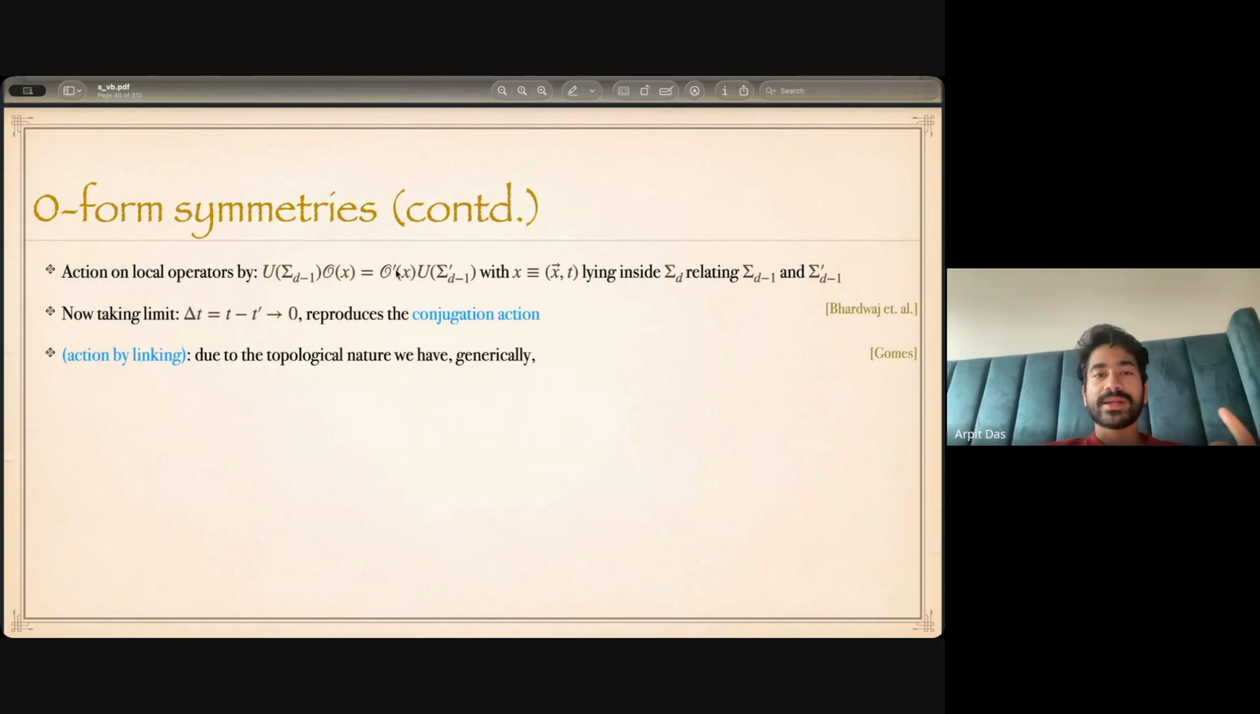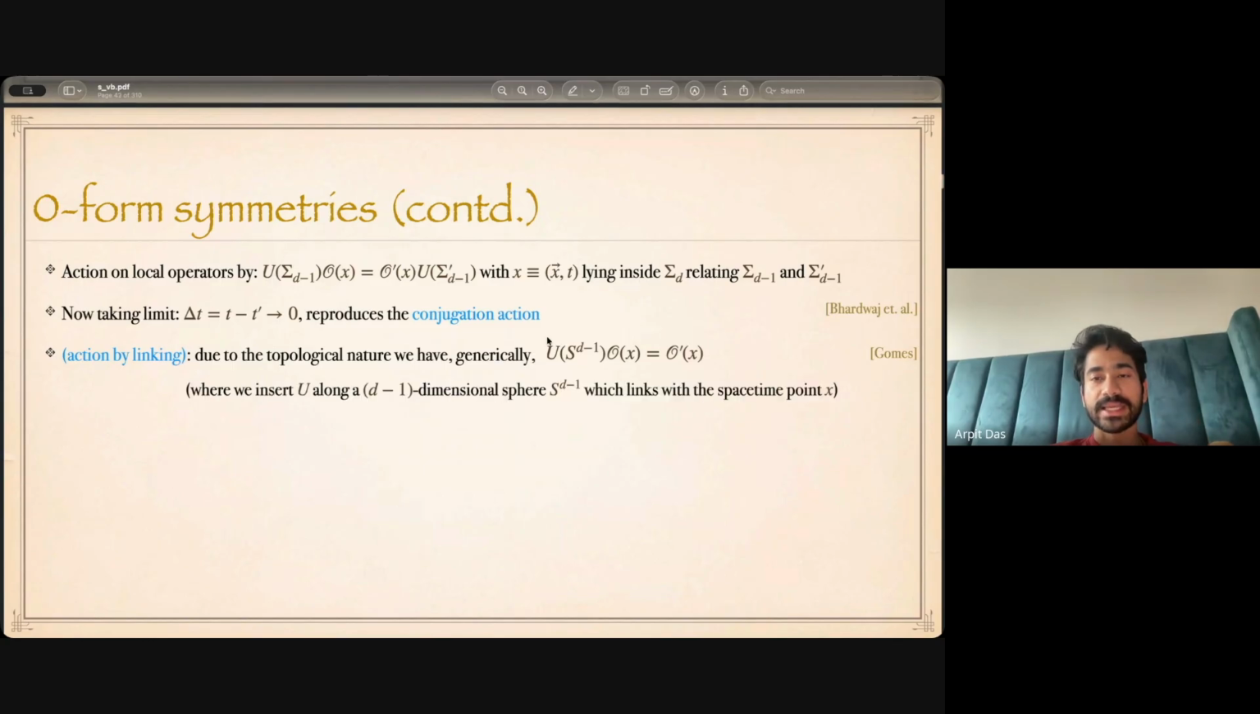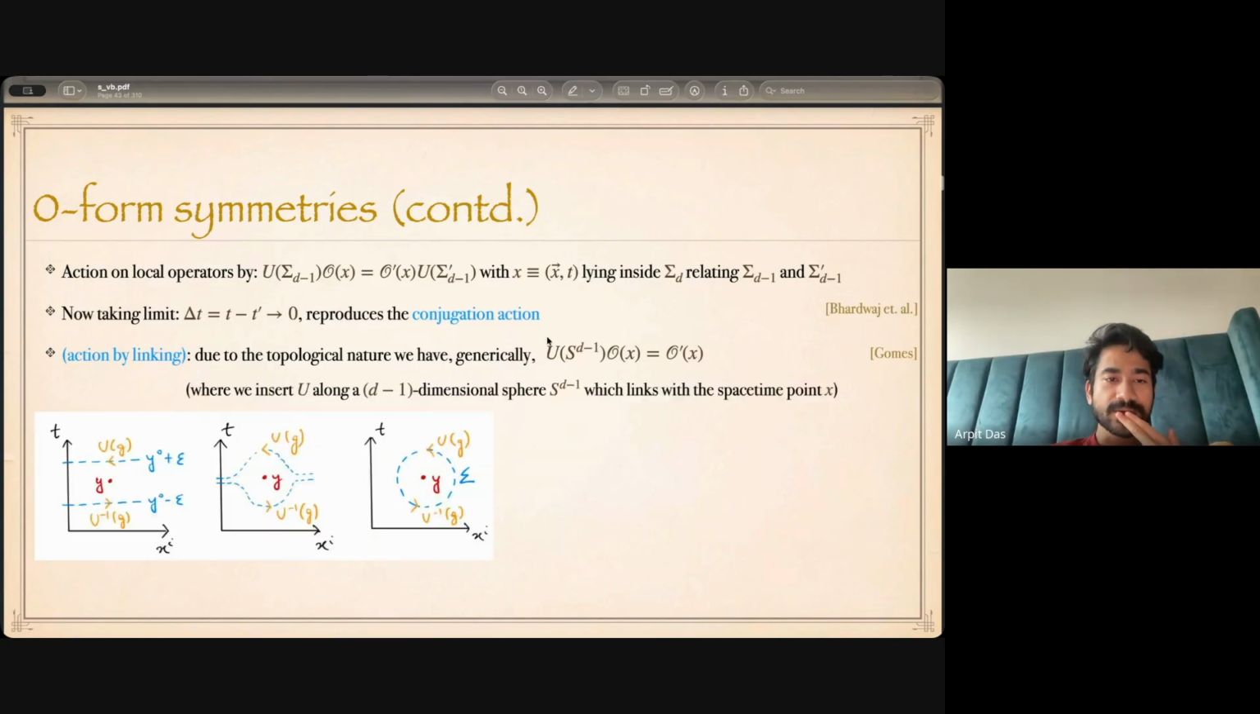However, now written in this way, we will see that this conjugation action can be nicely understood in a very geometric picture. And the picture that I want to convey to you is what is called action by linking. Okay. So let's try to understand what this linking idea is. So now let's focus on this diagram.